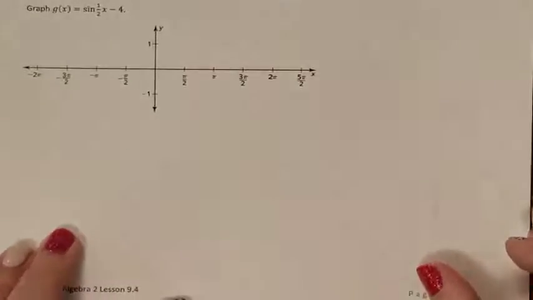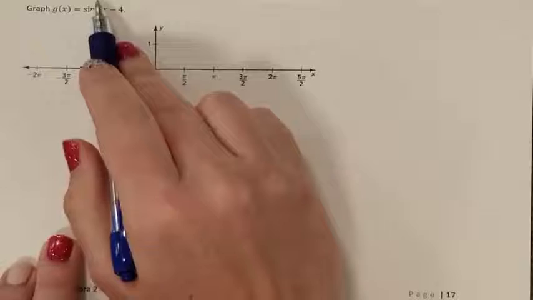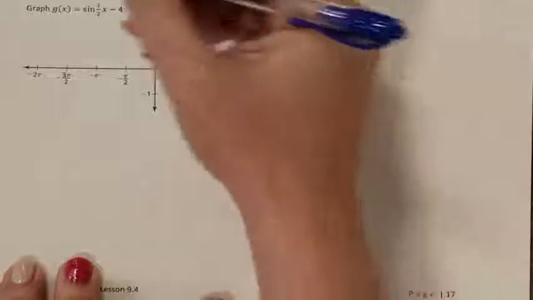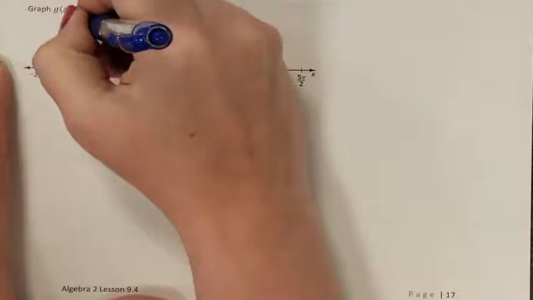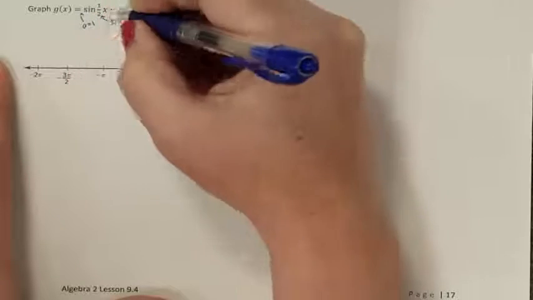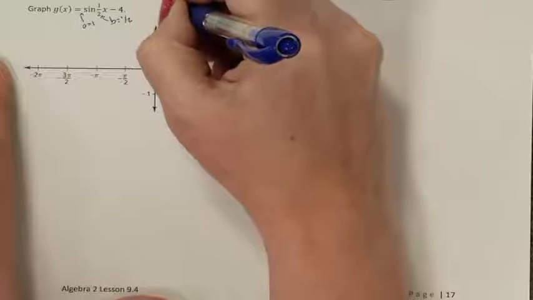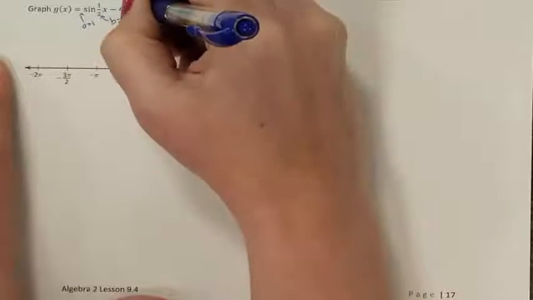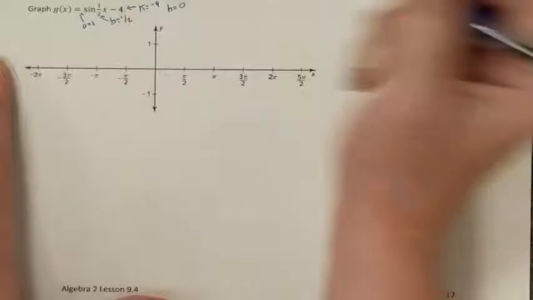Our last problem, we're looking at g of x equals sine 1/2 x minus 4. First, we're going to identify our a. My a is 1. My b is a 1/2. There is no parenthesis to tell me an h, so h is 0. And my k is a negative 4.